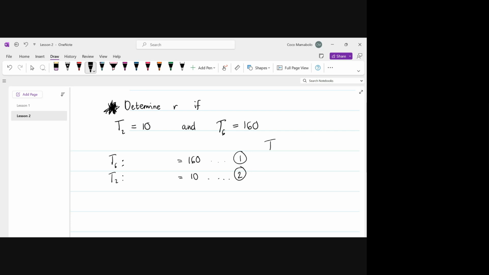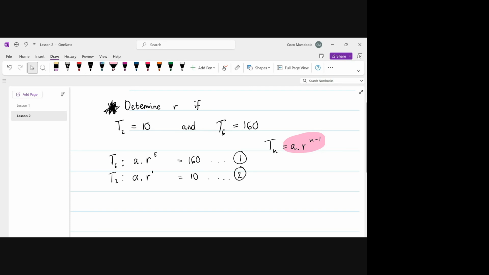Then we know our general formula, Tn is equal to a times r to the power of n minus 1. We're going to insert each side of the equation in that open space. We've replaced n with 6 in this question, so we get a times r to the power of 6 minus 1, which gives a times r to the power of 5. And for T2, a times r to the power of 2 minus 1 just gives a times r to the power of 1.